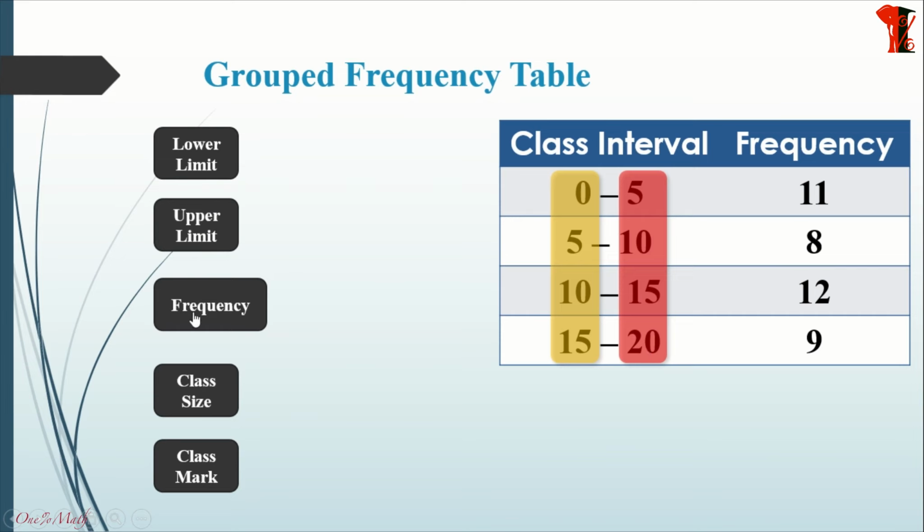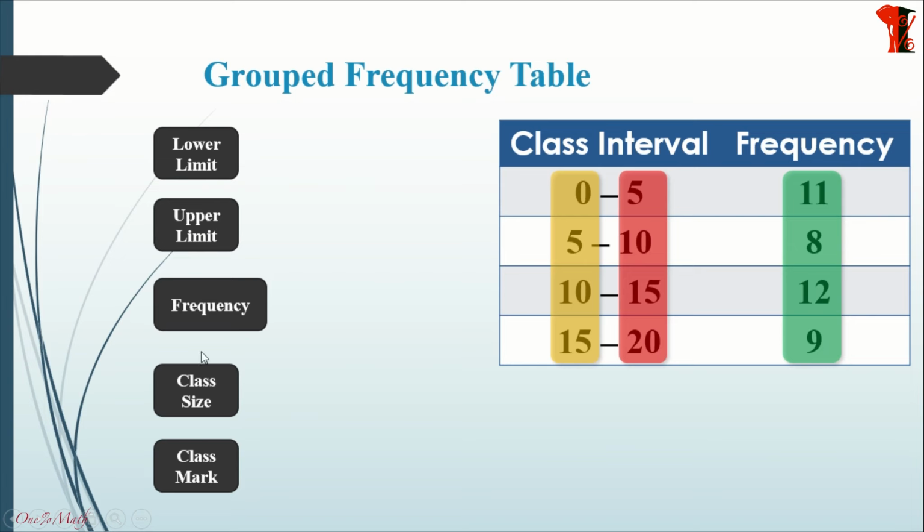Okay, then let us go to frequency. All these numbers are frequencies, because in 0 to 5, the first class interval, we have 11 numbers. In the second group, we have 8. In 10 to 15, the third group, we have 12. And in 15 to 20, there are 9. That means here 11 observations, here 8 observations, here 12 observations, and here 9 observations.